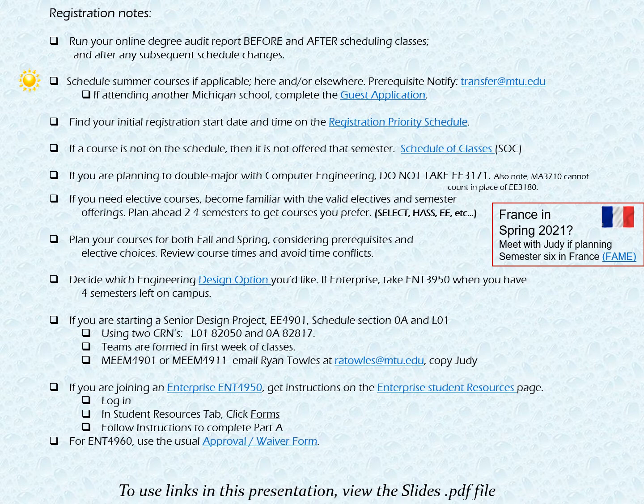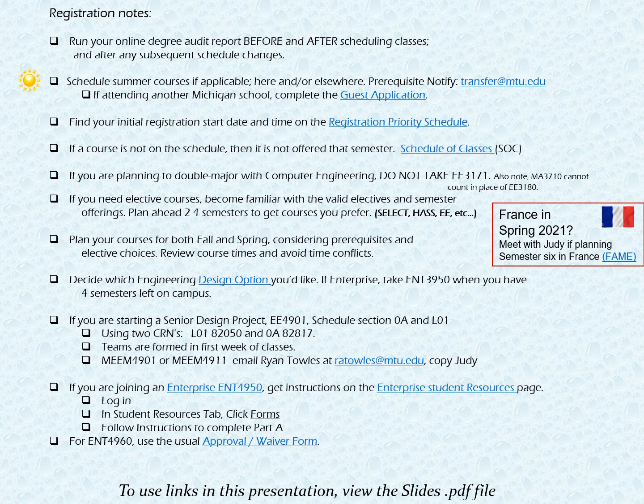Become familiar with valid elective courses for the degree, what their prereqs are, and in which semester they are usually offered. It's best to plan ahead 2 or 3 semesters for the electives you want. Plan your courses for both fall and spring, considering prerequisites and avoiding time conflicts. Decide which engineering design option you'd like.